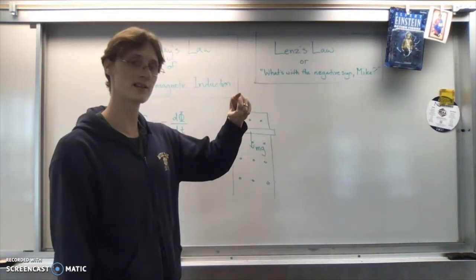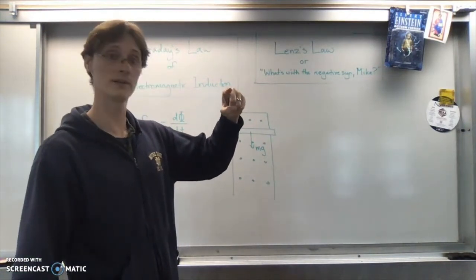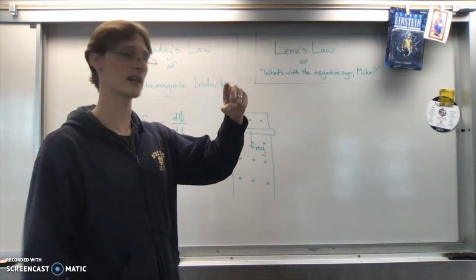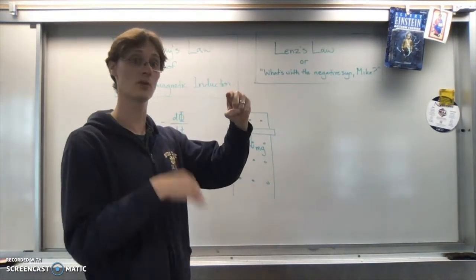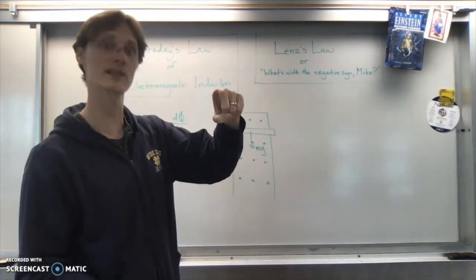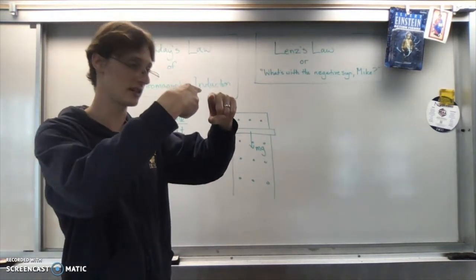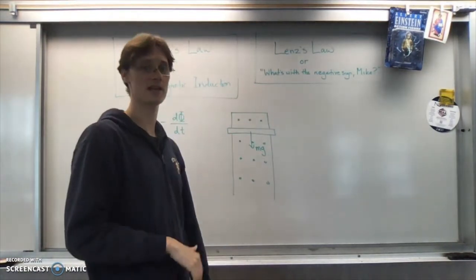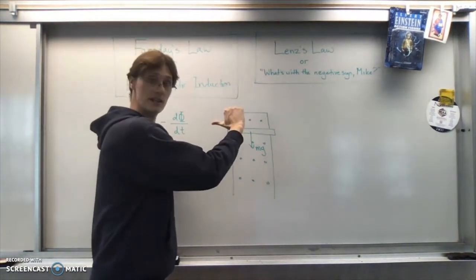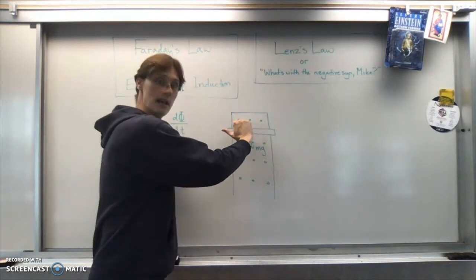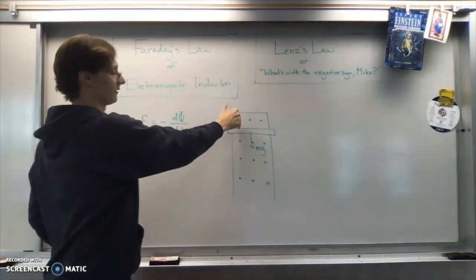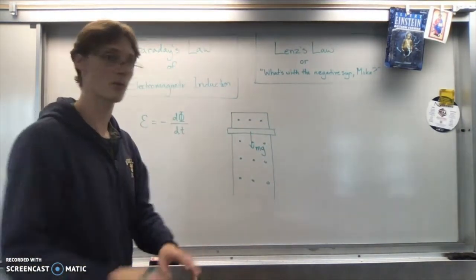So out of the page flux, therefore, since that flux is increasing, the current in the loop is going to attempt to oppose that increase out of the page by making a field into the page. Second right-hand rule, that means we're going to have a current to the left through this bar, right? So clockwise all around it.